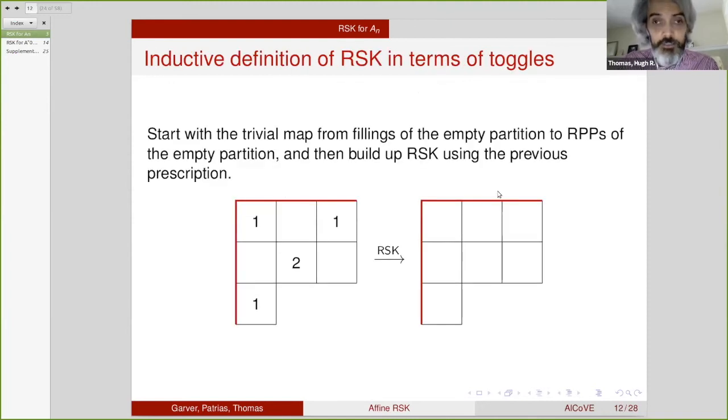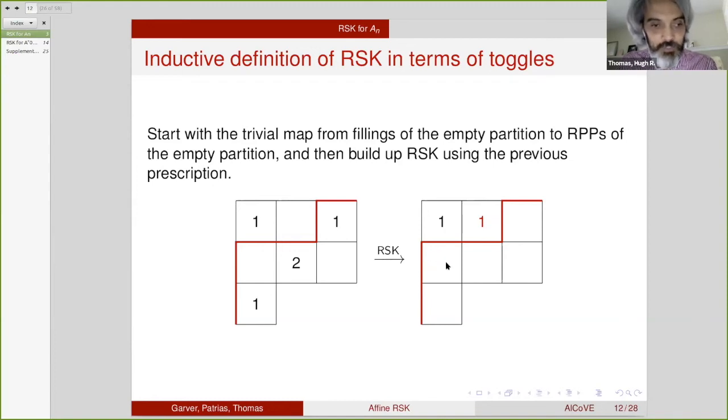And so you can use this to build up the RSK of any filling, just by starting with the empty partition, going to the empty reverse plane partition, and just doing a sequence of toggles. So we toggle and add, and we get this 1 here, and then we're going to toggle here and that gives this a 1, and we add 0. So even though there was a 0 here, we're still adding. Interesting things are happening even at boxes where there wasn't anything in the filling.